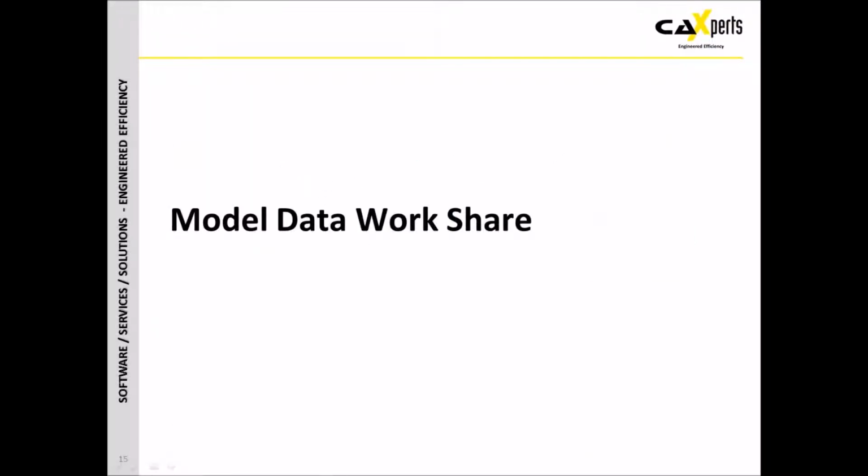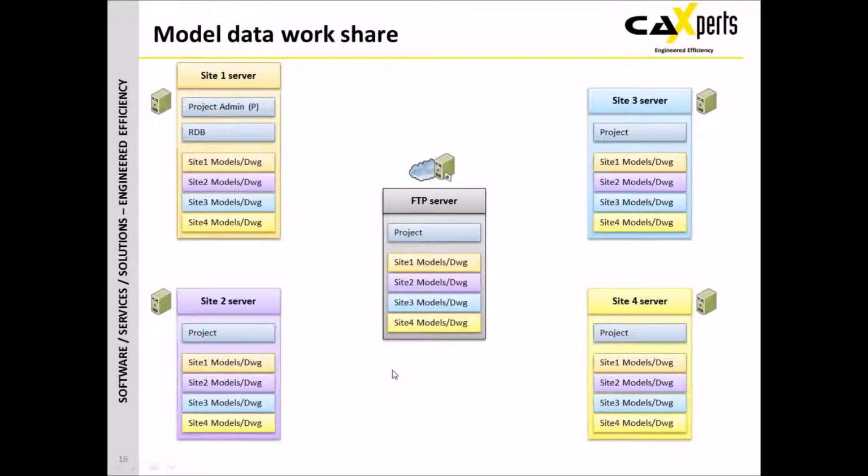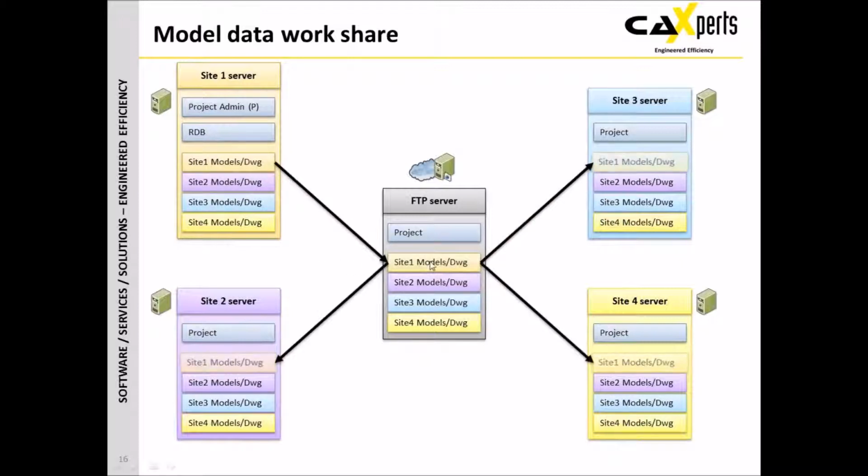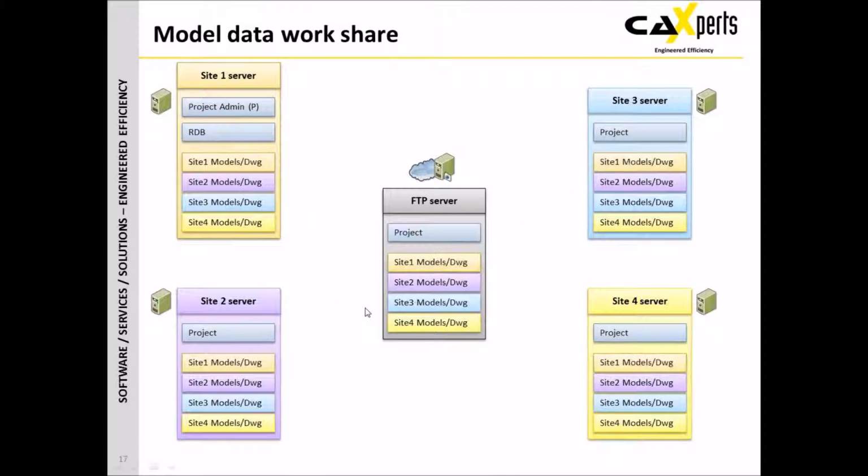When we start looking at the model data, this operates in very much the same way. So in this case, each one of these sites is a different color, and each one of these sets of models and drawings is a corresponding color to the particular site. So if we consider site 1 as a starting point, for all of these other sites to be synchronized with what's going on in site 1, what happens is that gets copied out to the central hub, and then from the central hub it goes out to the individual sites. And the same happens with site 2. So site 2 goes to the central hub and then out to these individual satellites.